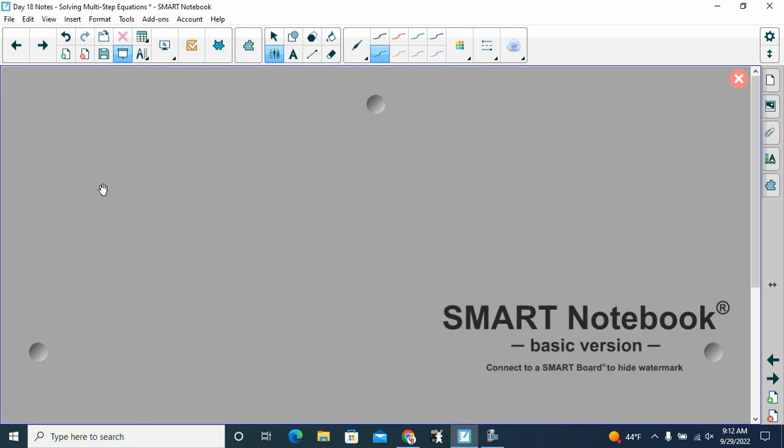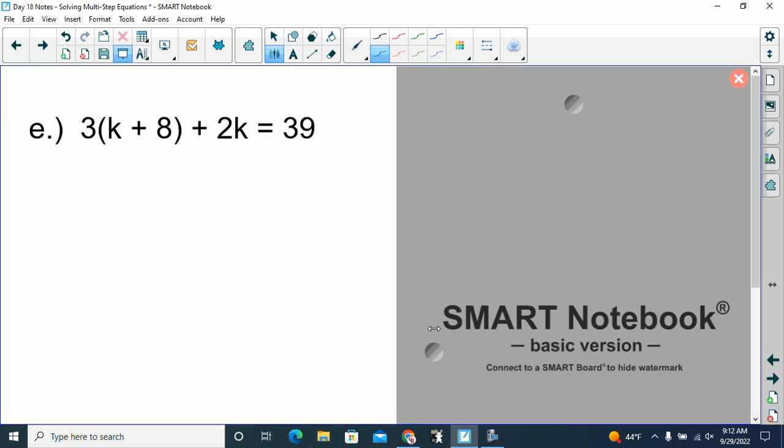Couple more, and then we will take a look at a story problem before we end the notes today. This one says 3 times the quantity k plus 8 plus 2k equals 39.